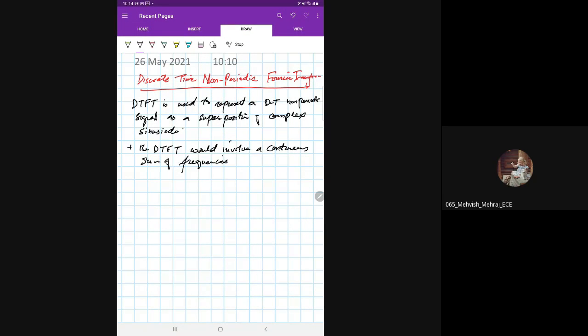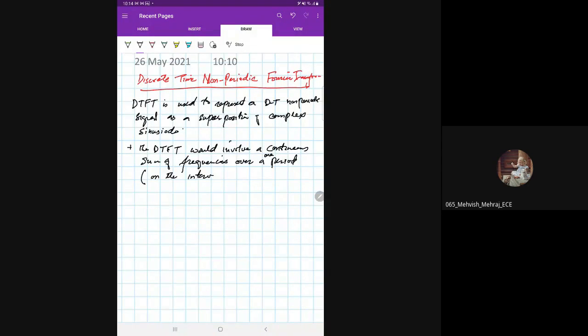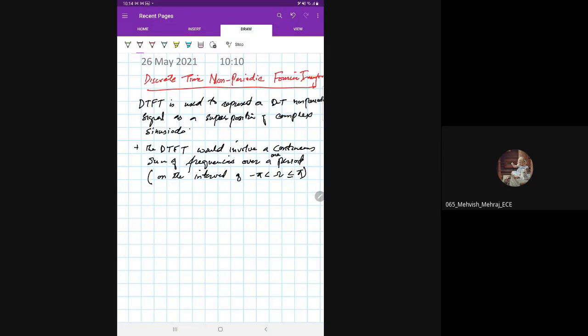So it generally involves a continuous sum of those individual frequencies over one period, that is on the interval of minus pi, any frequency omega greater than minus pi or less or equal to plus pi, that is minus pi to plus pi, because 0 to 2 pi is one period, minus pi to pi is also one period. तो जो frequency components add होती है, that is in one period, because one period, if the signal is periodic or non-periodic, can give you the complete picture of the entire signal. ठीक है?